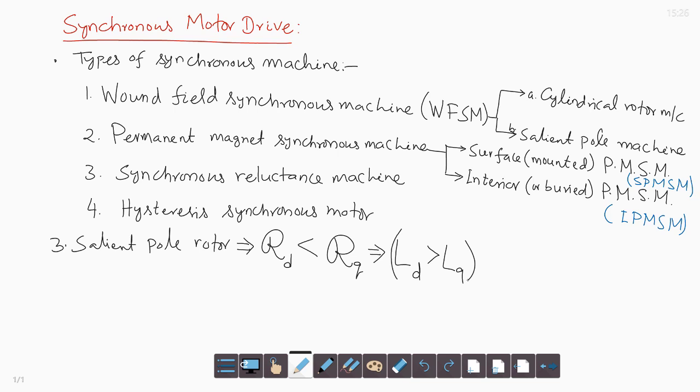That means, under that locked condition, it can develop some torque, it can drive a load at a certain torque. So, it can produce a torque, and this torque is based on the reluctance principle, hence it is called reluctance torque.